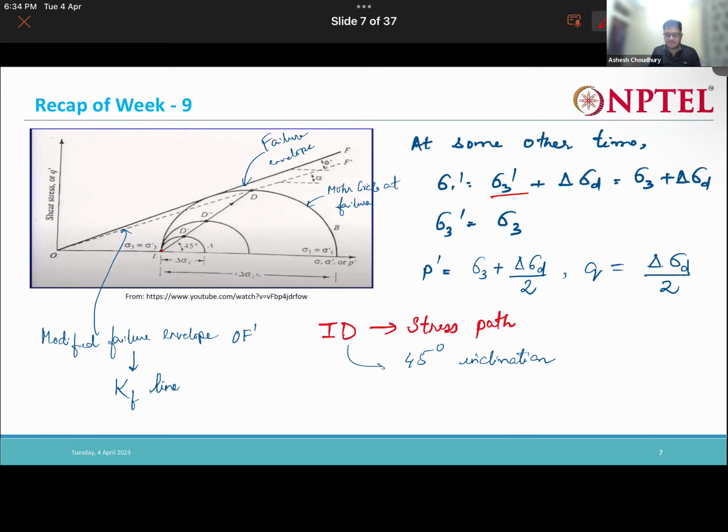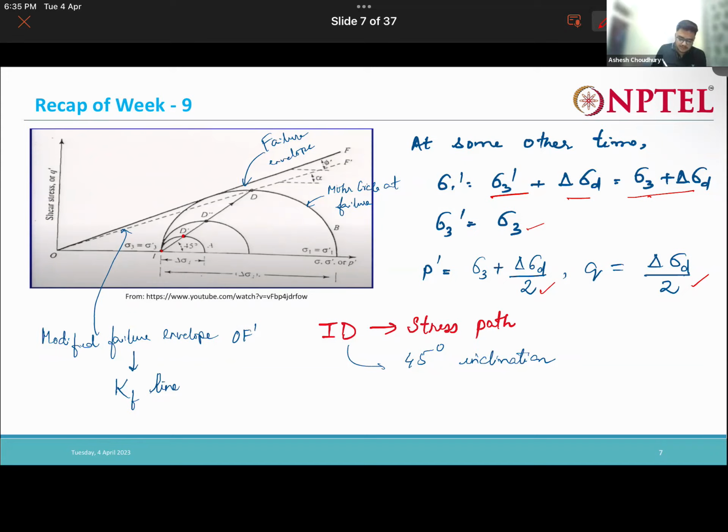What will be sigma 3 dash? Sigma 1 dash will be sigma 3 dash plus delta sigma d. Right, and there is no pore water pressure, so sigma 3 dash is equal to my sigma 3, because the pore water pressure is 0. So this will be my p, this will be my q. So our test progresses to this stage now, d dash.